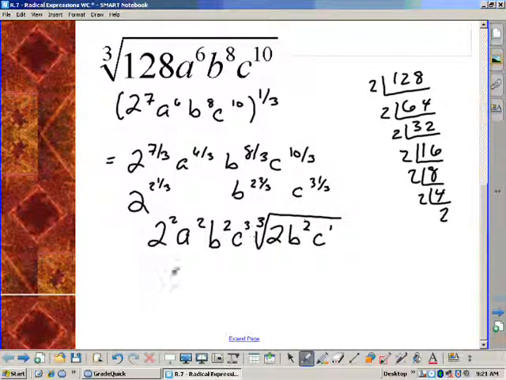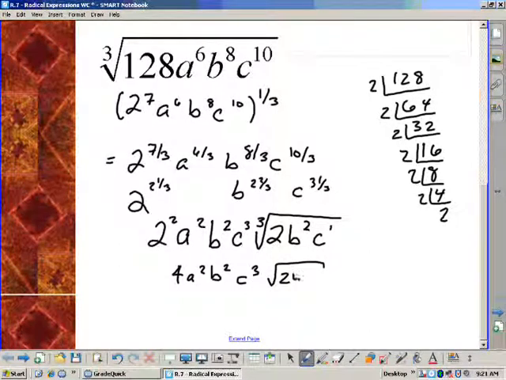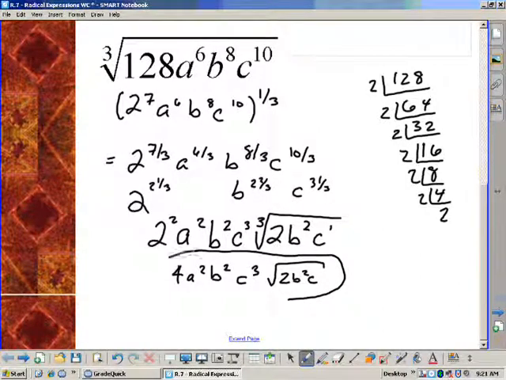So to simplify all of that out, then I would come up with 4a squared, b squared, c to the 3rd, and then the cube root of 2b squared c. And that would be your final answer, and it's quote-unquote simplified. Now I know it looks a little bit more complicated than the original problem, but again, it's a standardized way of doing things.